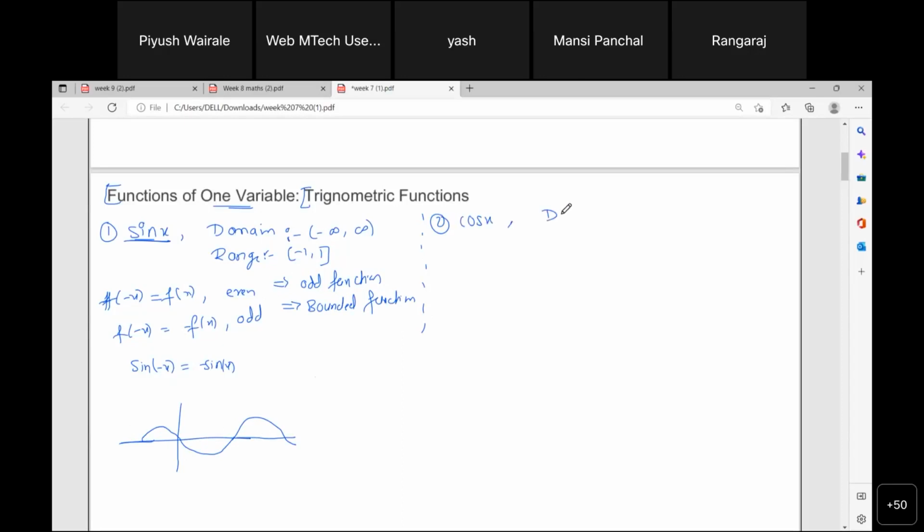What is the domain of cos x? Same, minus infinity to infinity, the real numbers. The range is -1 to 1. Is it an odd function or an even function? Cos x is an even function. Is it bounded or unbounded? Bounded. Yes, it is a bounded function.